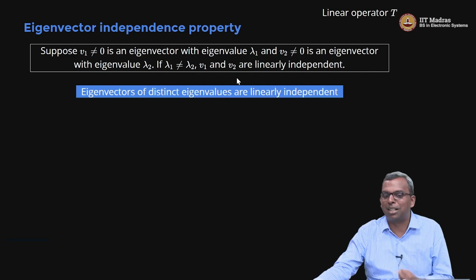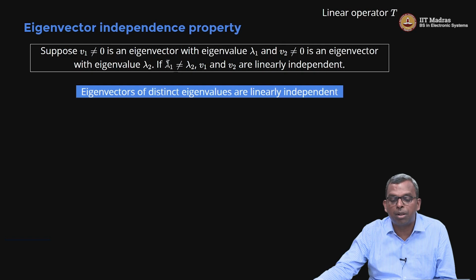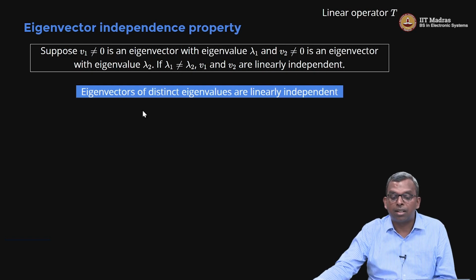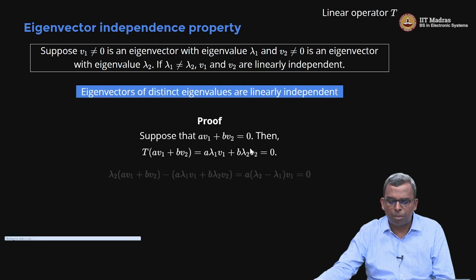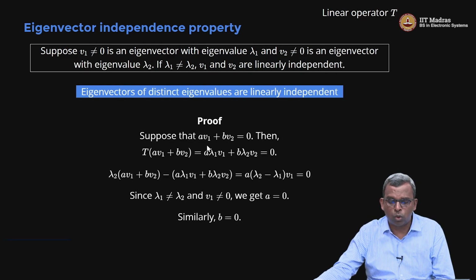Linear independence of eigenvectors is important. We see that whenever lambda 1 and lambda 2 are not equal, v1 and v2 are linearly independent. Basically, eigenvectors of distinct eigenvalues are linearly independent. Okay, wonderful result. The proof is actually very simple. I had given it before, it's exactly the same. So, you can just go through.